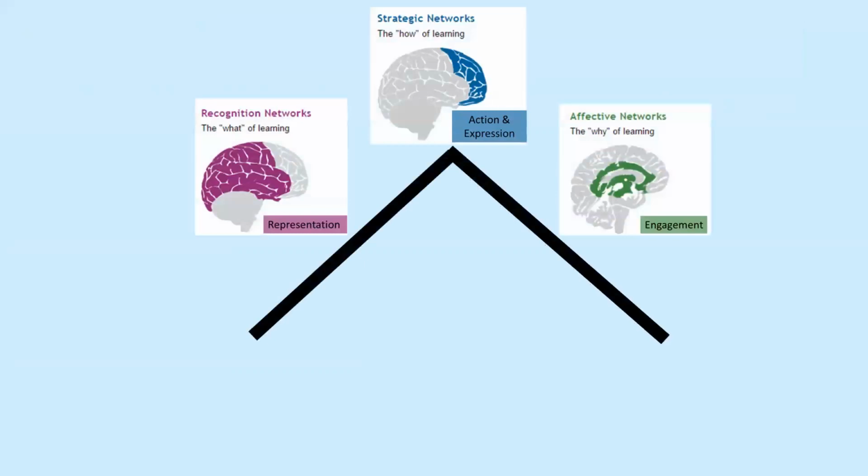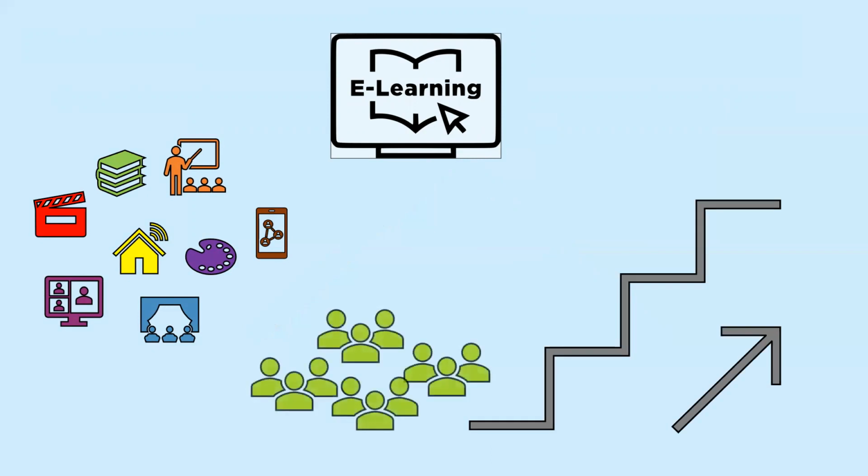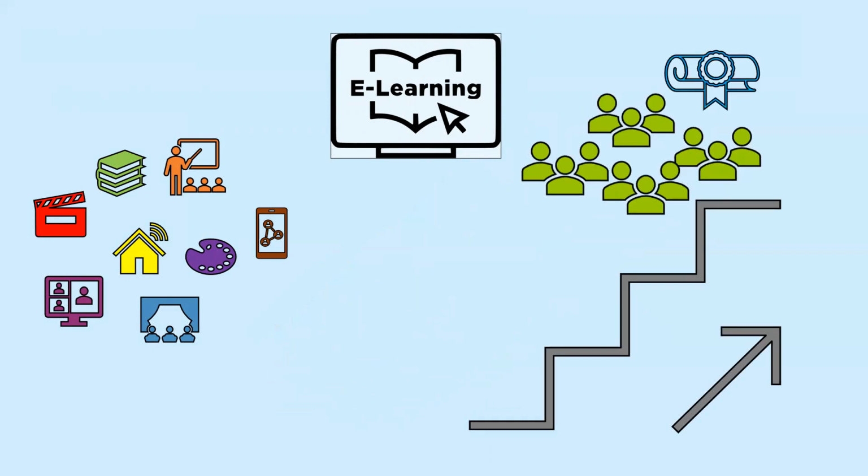In summary, UDL is a framework for teaching that assumes that learners have diverse backgrounds, interests, and needs. UDL principles can be readily applied to all learning environments, including online courses. By focusing on variety and flexibility, UDL helps educators design course materials that allow learners to utilize their own unique learning networks. This reduces barriers and increases access, resulting in more learners reaching their potential.